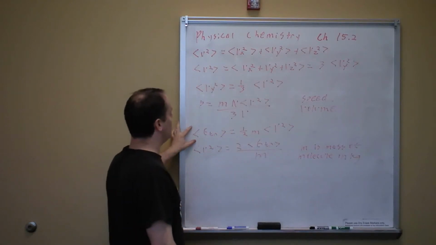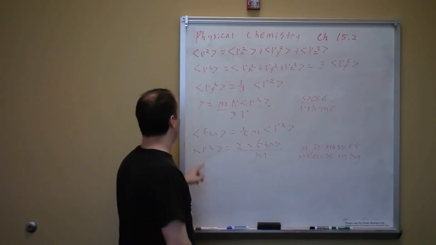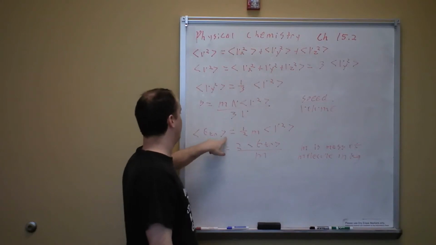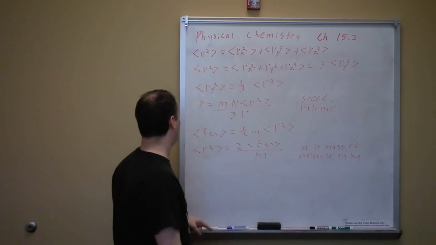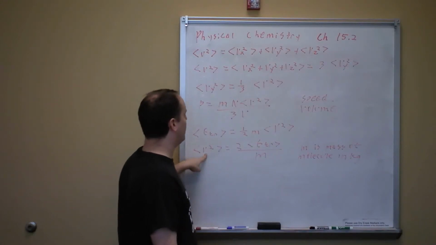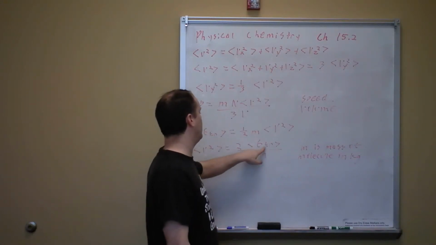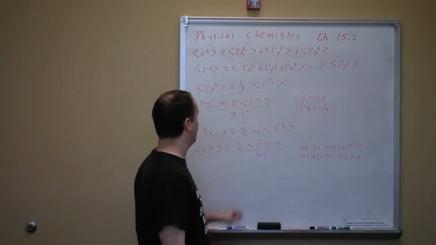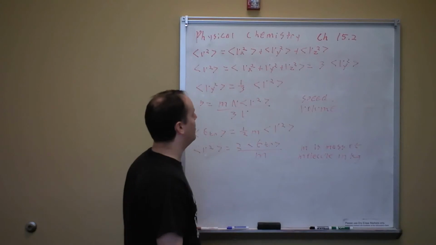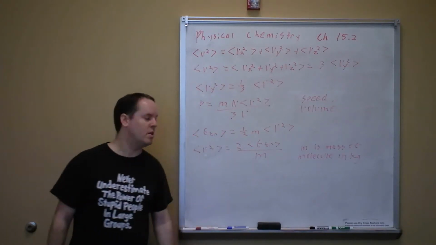Now we know that energy of translation is 1/2 mv squared, so the average energy of translation is going to be equal to 1/2 times the mass times the average speed squared. And so the average speed squared is going to be equal to 2 times the average energy of translation divided by m. Remember, this m is the mass of your molecule in kilograms to get the units to work out.